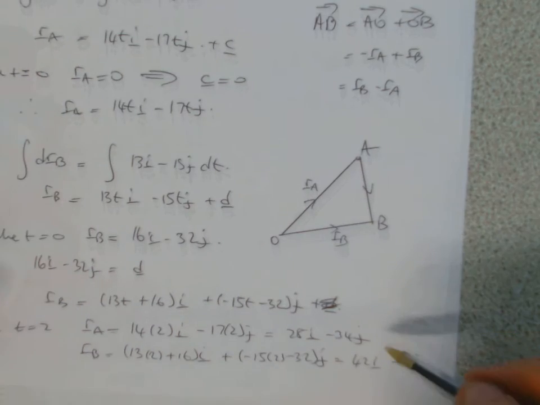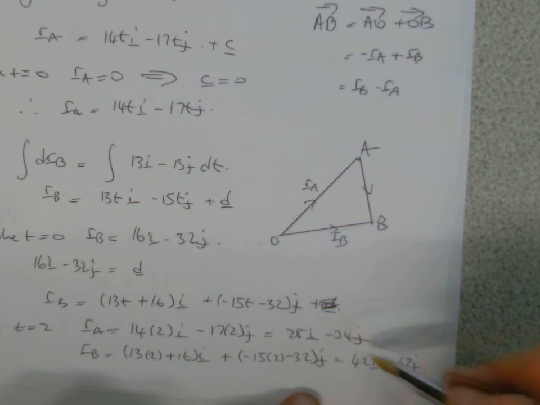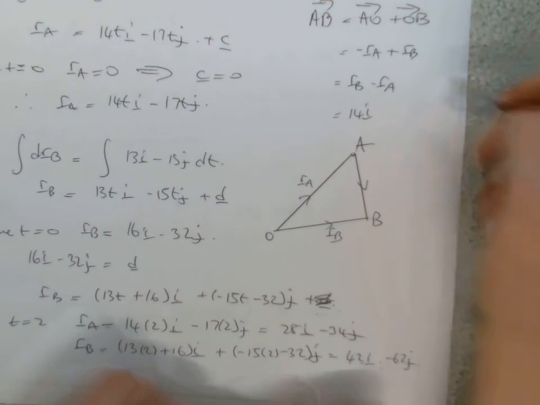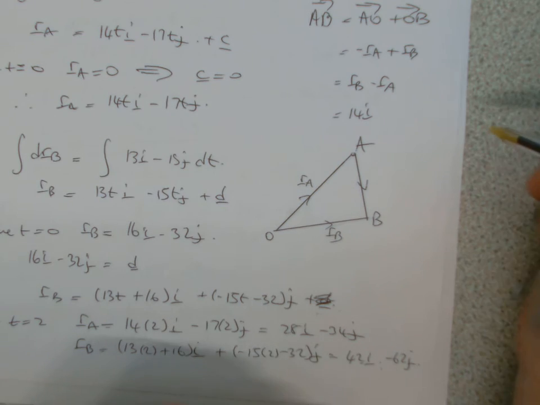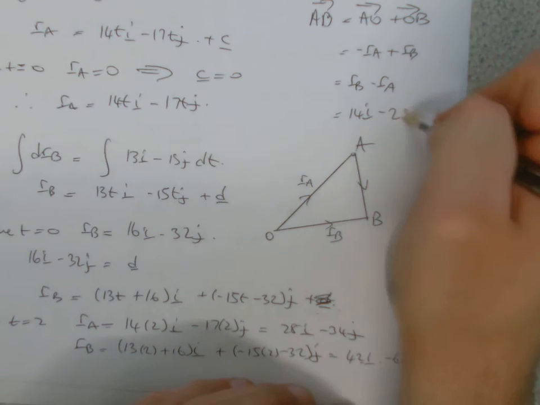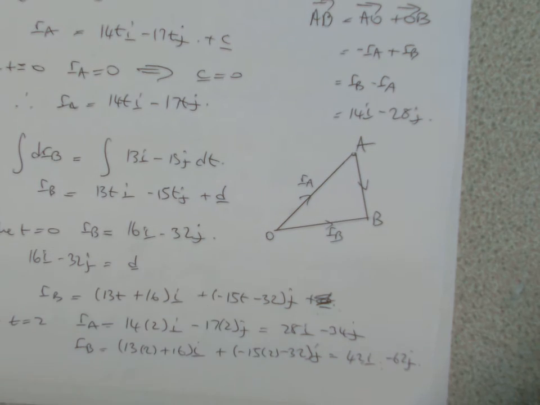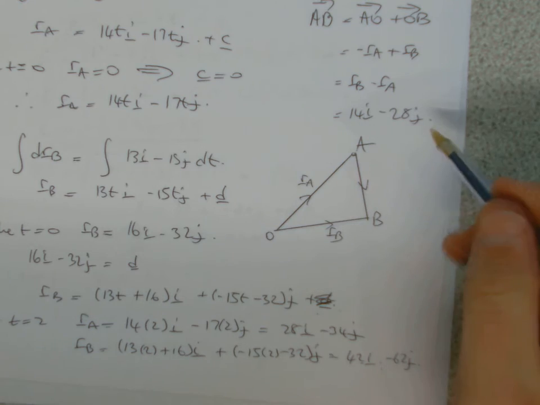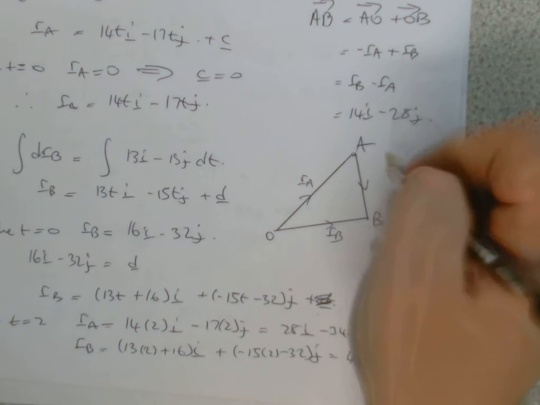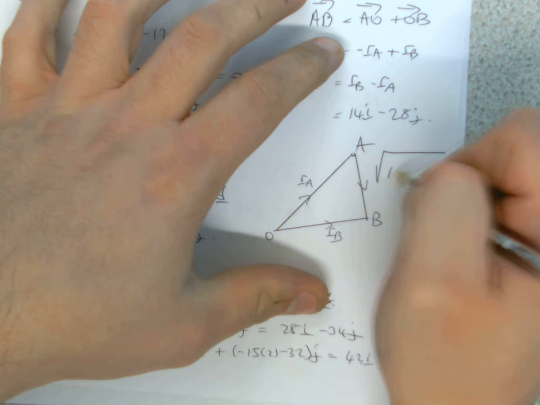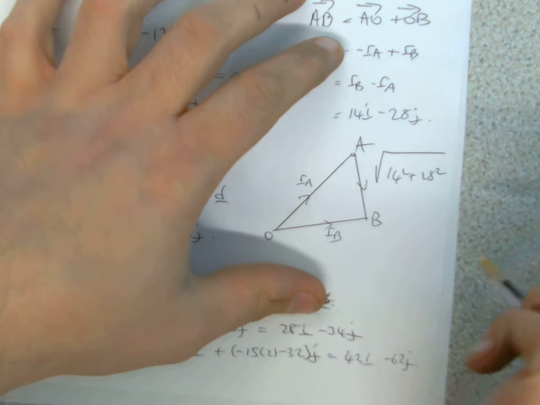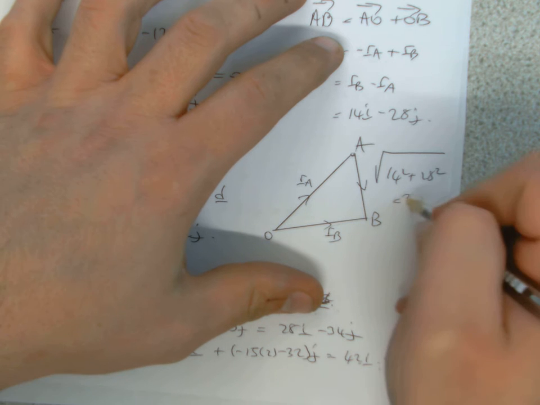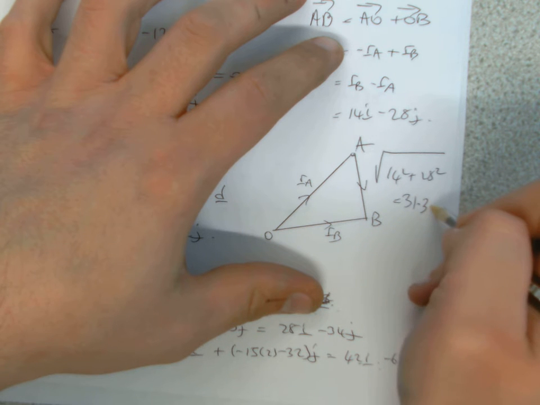If you take these two answers down here, RB take away RA, you get 14i, and then plus minus 28j. That's RB minus RA. Now to get the distance, of course, you need to look at the actual size of this. So we're looking at Pythagoras, 14 squared plus 28 squared, basically, and that will come out to be 31.3 meters.